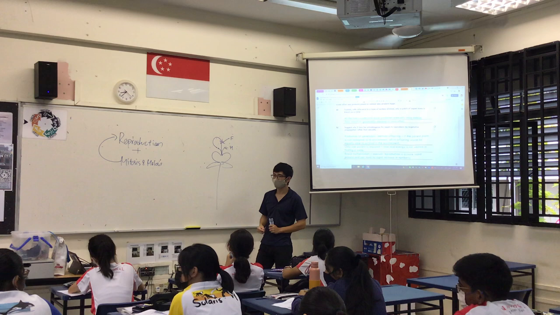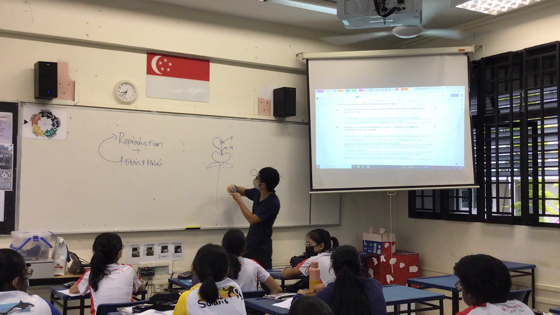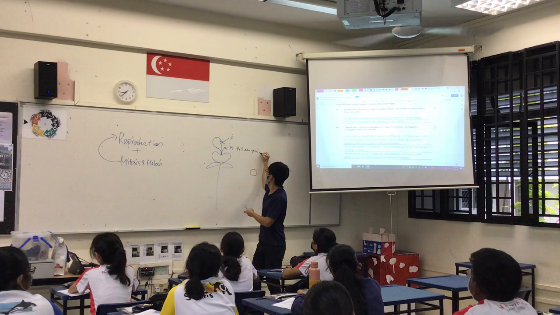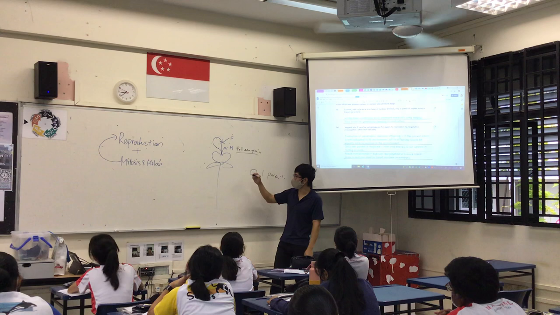Okay, so we seem to take the checkbox of one parent, unless the pollen grain is not from one parent. Correct, that's right. Pollen grain is like the sperm of the plant kingdom. It is actually haploid in number. Okay, pollen grains are haploid.